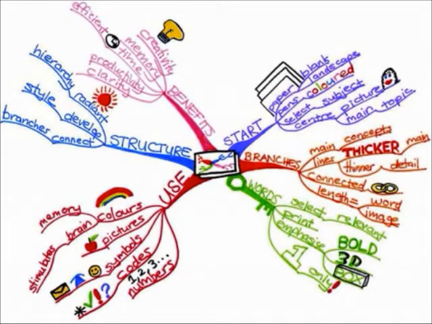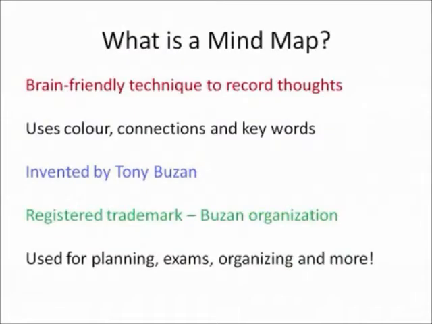Mind mapping is a very visual way to capture your thoughts and ideas so that you can easily plan things, remember things, and also take notes. It uses lots of colour and keywords so your brain is attracted to it. Mind mapping was invented by Tony Buzan, and the term mind map is a registered trademark of the Buzan organization. Mind mapping is used all over the world in both studying and business situations.